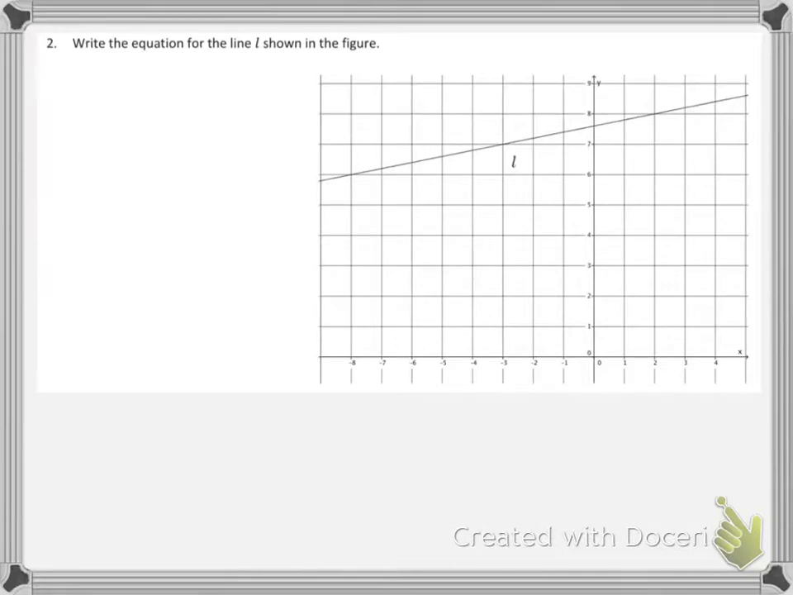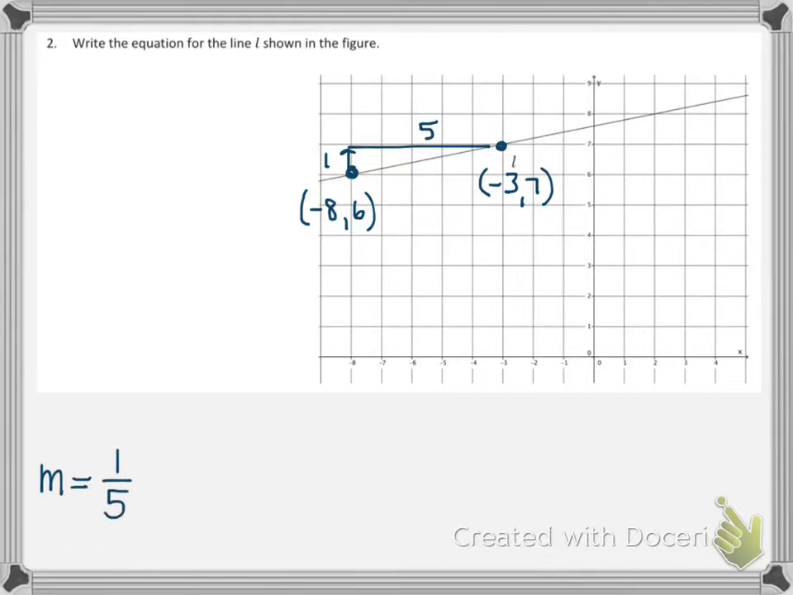Number 2, well, I've got a point here. That is the point -8, +6. And I see another one right here. That is the point -3, +7. And I just need the slope, which is up 1, and right 1, 2, 3, 4, 5. Right 5. And then that means that my slope is 1/5.